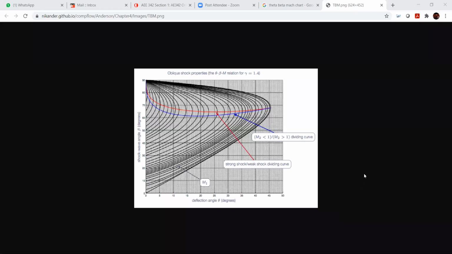So this is what I've been calling the theta beta M diagram, or theta beta M chart. Just some very quick information here.